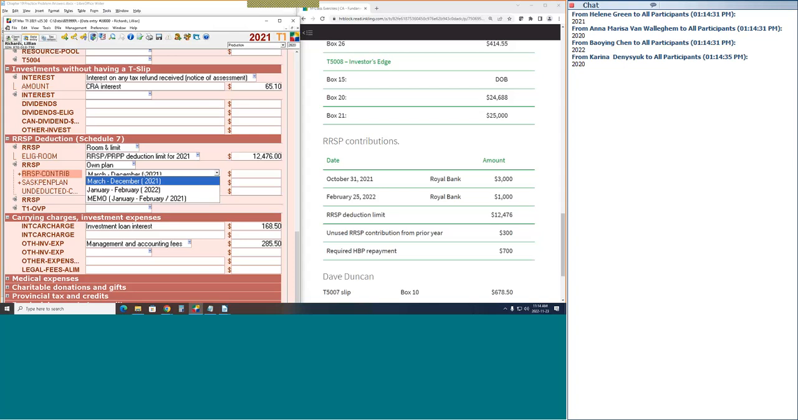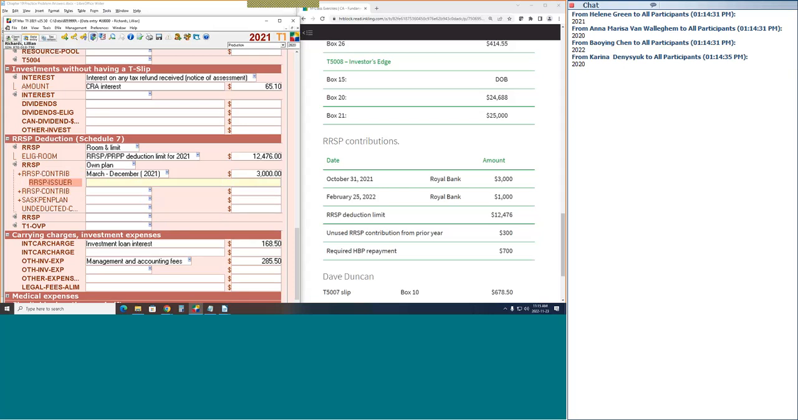We have an October date for the first receipt. In real life, it's probably not going to say October 31st on it. It's just going to say March to December. But in this case, she's given us maybe her statement, so we know it's October. I'm going to put 3,000 in, and then it's going to ask me who the RSP issuer is. I highly, highly, highly recommend you put in the name of the RSP contribution.